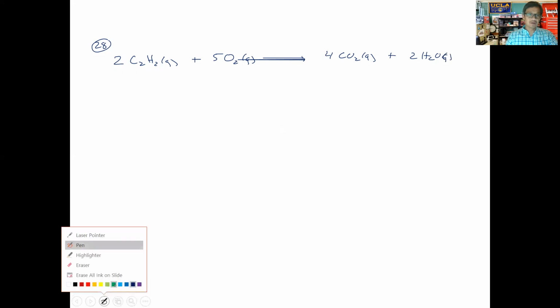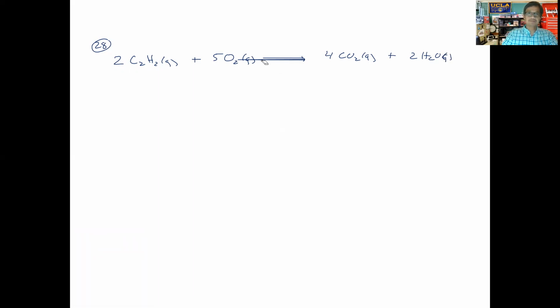So go ahead, while I'm writing this problem out for you, flip over to number 28 in chapter 12. Okay, let's write this down. We have 2 moles of acetylene gas. We're going to combust it with 2 moles of oxygen gas to form 4 moles of carbon dioxide gas and 2 moles of water vapor. Okay, so that's the balanced equation that was given to us in number 28. Let's go ahead then.